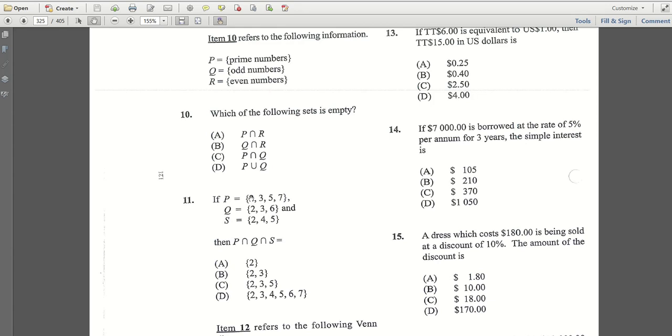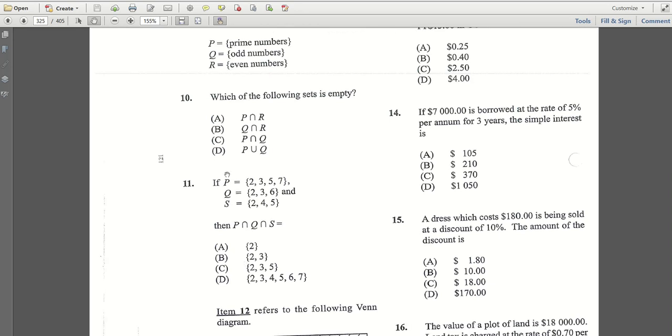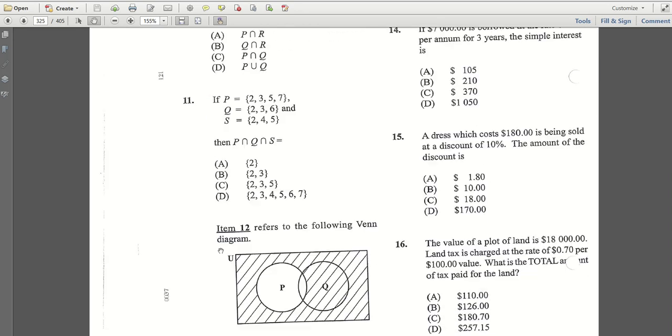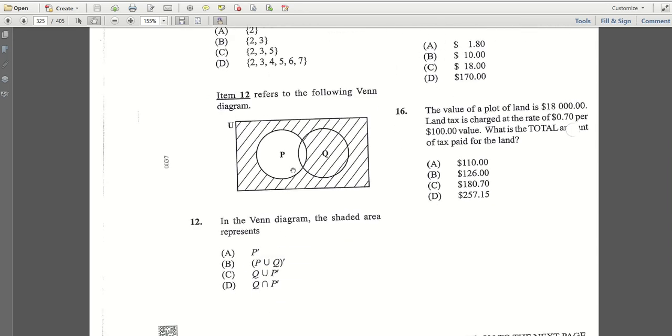What is the intersection between P, Q, and S? Meaning what do the three of them have in common? That is 2. So your answer for 11 is A. Right? This one here, this is the shaded area.